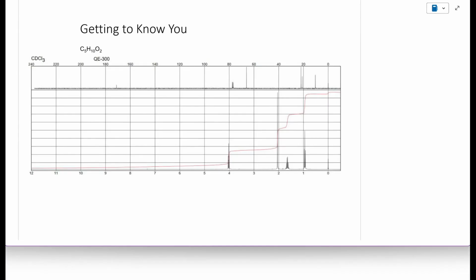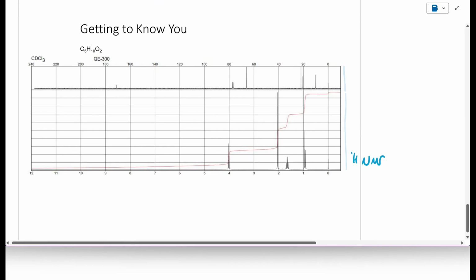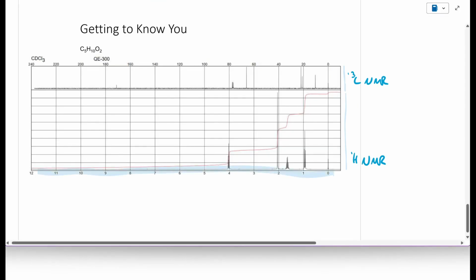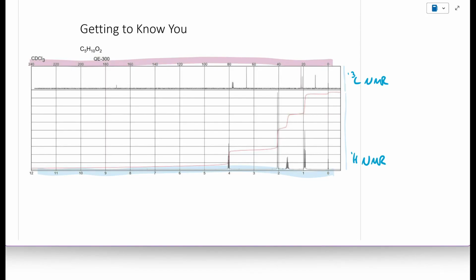What I want to point out with this is a couple of things. First, this NMR is actually broken into two parts. The bottom part is the hydrogen NMR that we're spending most of our time talking about right now. And this top part, overlaid on it, is the carbon-13 NMR. We haven't talked about carbon-13 NMR yet, but there it is. The x-axis for the proton NMR is here on the bottom, and in this particular view, the x-axis for the carbon NMR is here on the top. And notice the x-axis is different. It goes from 0 to about 240 parts per million. We'll talk more about that when we get to carbon NMR.